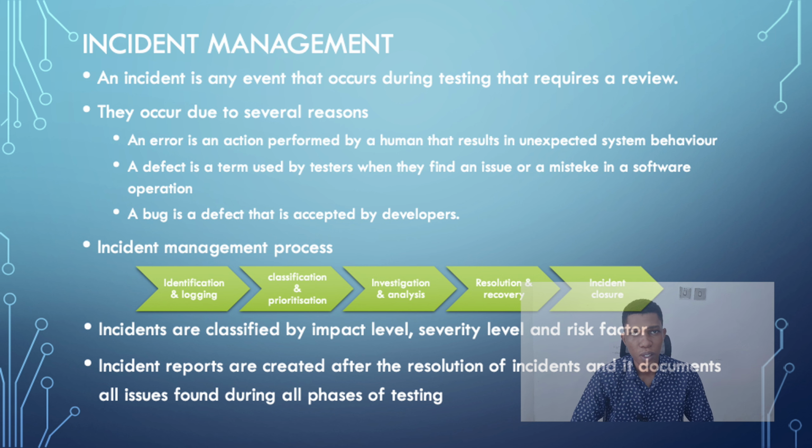Let's quickly differentiate between errors, defects, and bugs. An error is an action performed by a human that results in unexpected system behavior: incorrect syntax, improper calculation of values, misunderstanding of software requirements. A defect is the term used by testers: any issue or mistake a tester finds in software is referred to as a defect. Meanwhile, a bug is developer terminology. Once a defect is found by a tester and accepted by the developer, it's called a bug. The process of fixing that bug is called bug fixing.